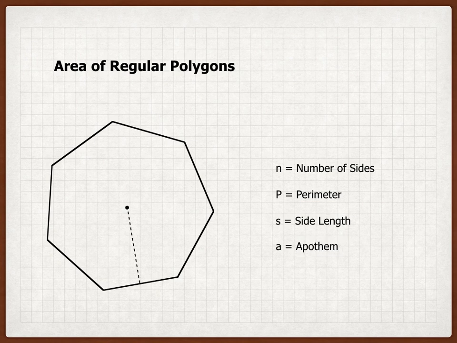Now the apothem is the line from the center of the regular polygon at a right angle to the side. Right? It's the shortest distance to the side. Make note, the apothem doesn't go to the corner. It goes to the midpoint of a side.